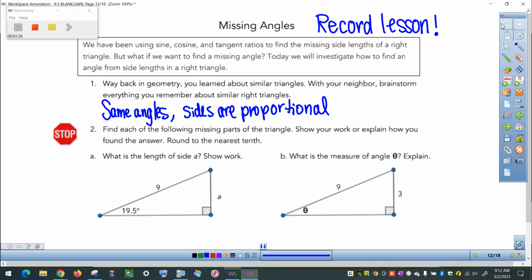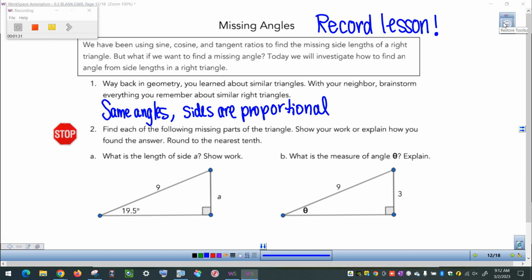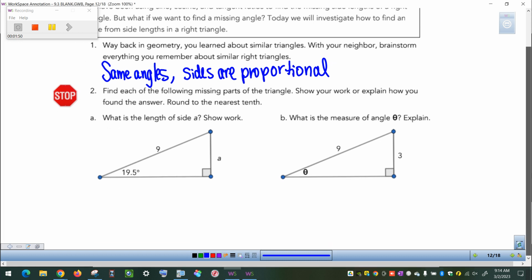So for the rest of the page here, we're actually just going to look at number 2, part A together, and then I'm going to give you some time to finish out the questions on your own. So it says to find each of the following missing parts of the triangle. We're going to show our work or explain how we found the answer. So in part A, what is the length of side A? This is actually a little review to the skill that we did yesterday.